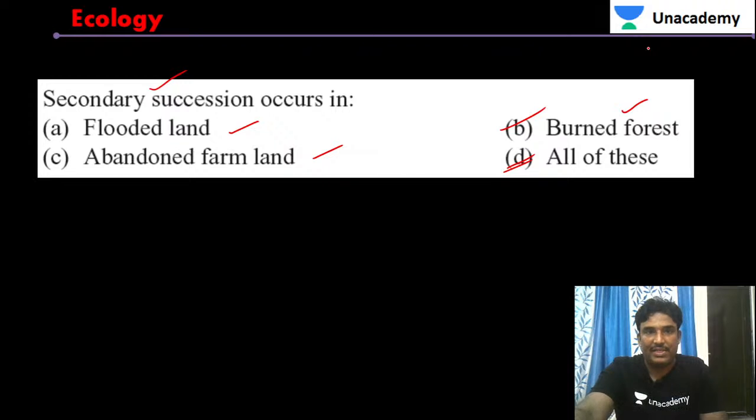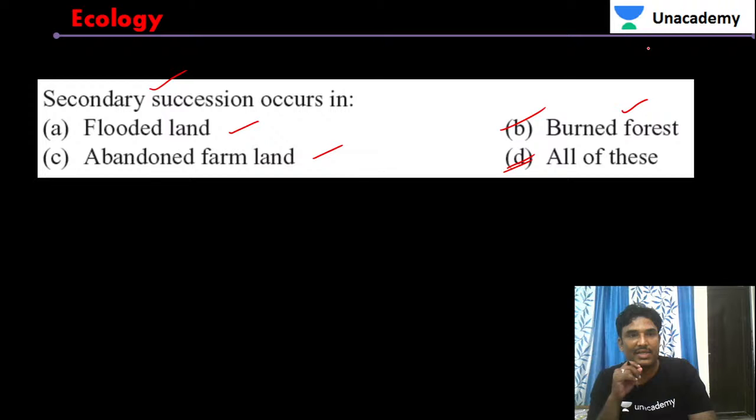See, just now we were discussing the same thing. Primary succession means it is in an undisturbed environment. Primary succession takes place on an undisturbed environment, where communities are developing for the first time. So what happens in secondary succession? Just now we were discussing secondary succession.